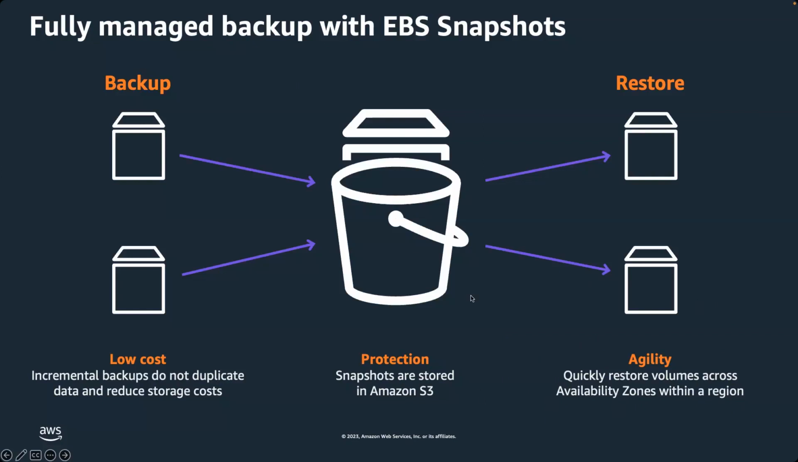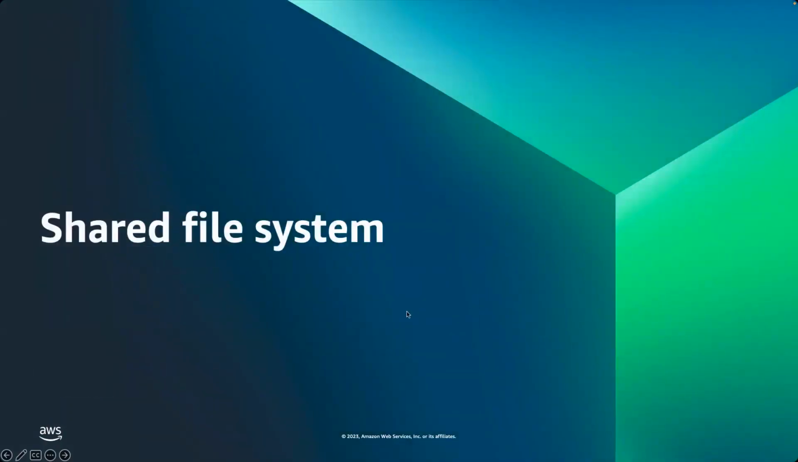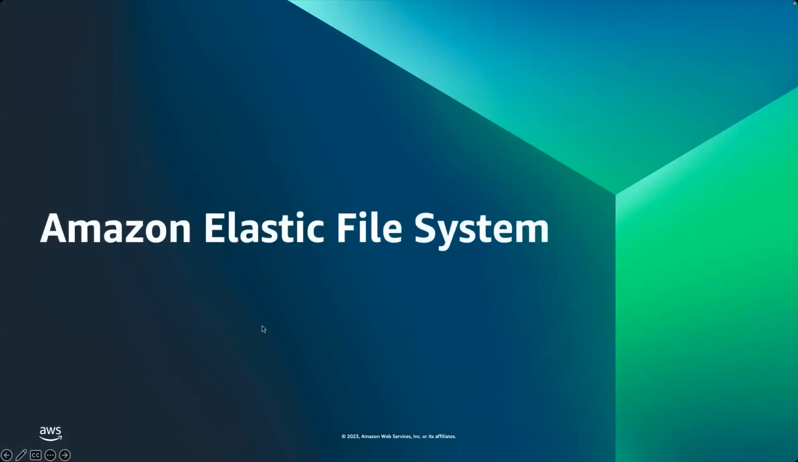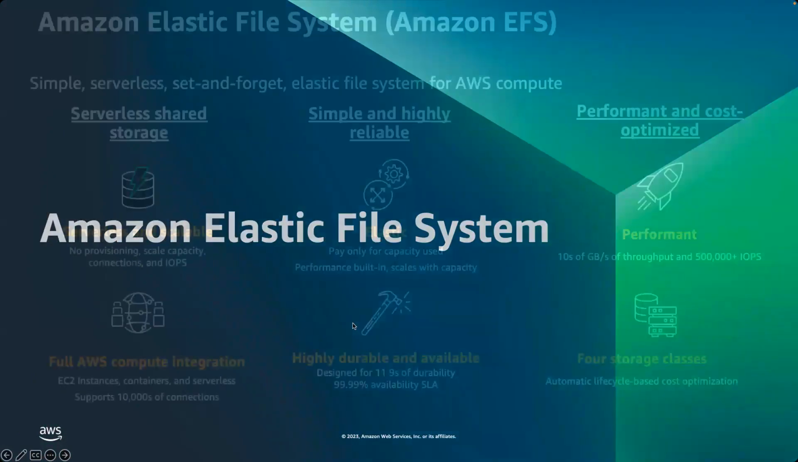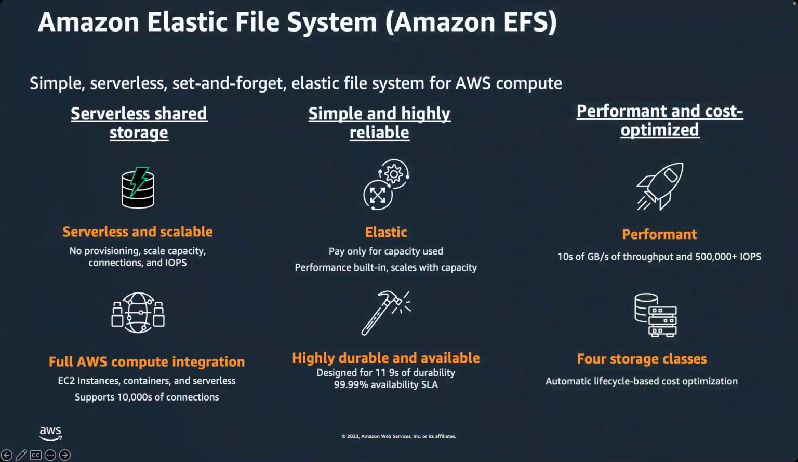Okay, so going to the shared file system. Now we're talking about file systems. We have Amazon Elastic File System, which means Amazon EFS. I know there's a lot of information here, but essentially the service provides a serverless file storage service, which allows you to share these files without needing to provision or manage capacity. And this is exactly what serverless means, that you don't need to manage anything.